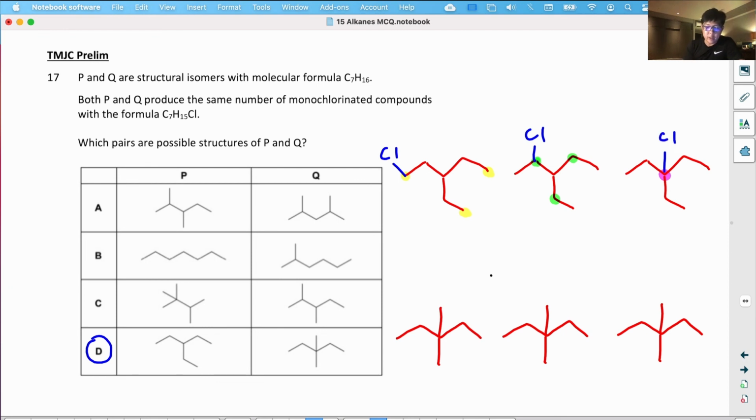So yeah, 3. For the second compound, we can replace the H on this carbon or this carbon. That will give you the very first compound. So that will be Cl over here. The second possible one is this carbon or this carbon, so this is a Cl. The last one is over here. We can replace any of the hydrogen on this carbon or this carbon, and it gives you the same thing. So this is Cl. So in fact P and Q both produce 3 monochlorinated compounds each. So that's why the answer is D.